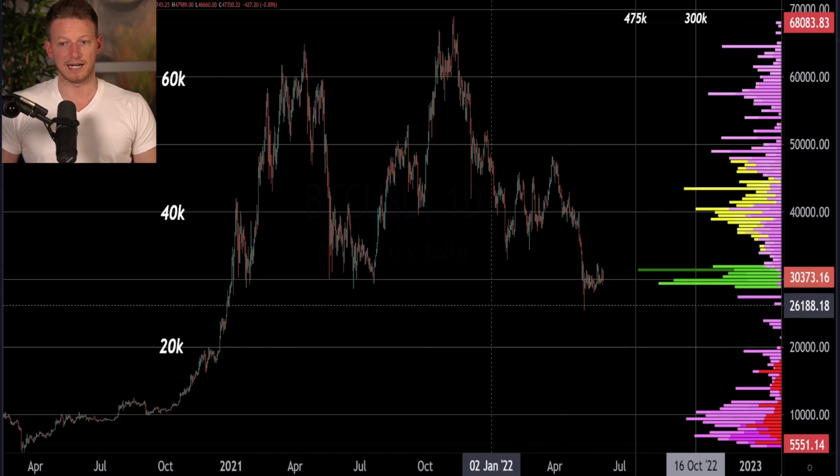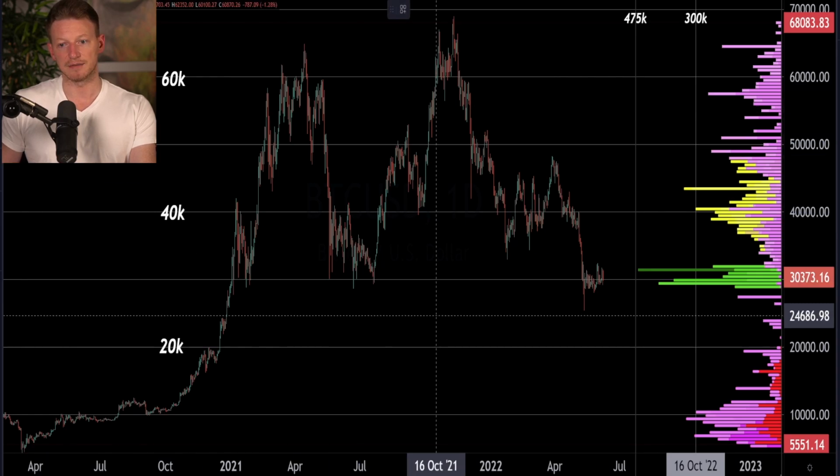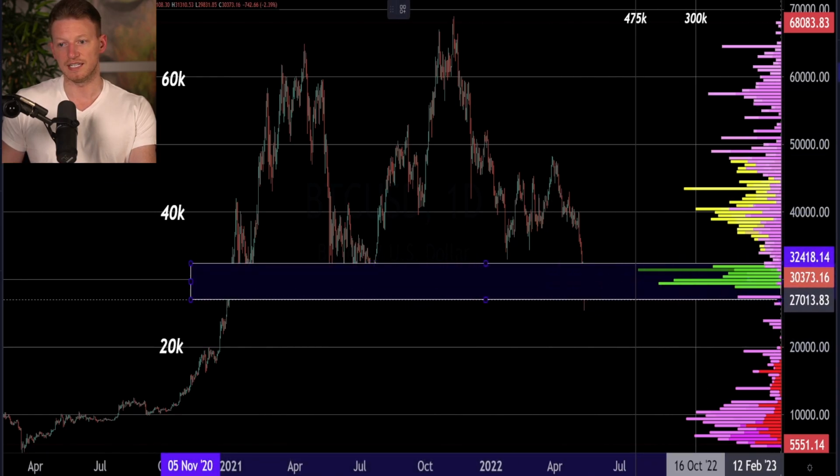So what we're seeing now, and this is sort of the risk that we're taking in the market at the moment, is that if you look where we're sitting, we have a lot of coins right in this range here.